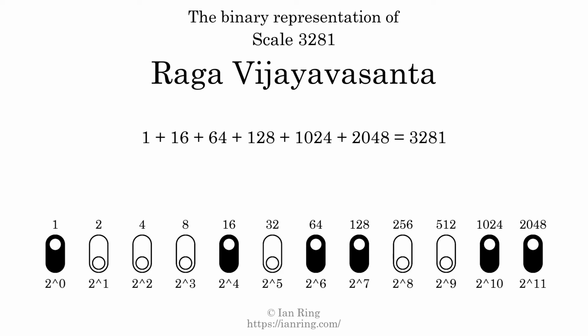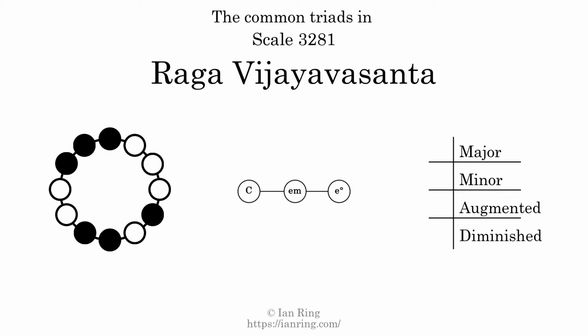3281. The scale number not only enumerates the scale with a unique index, but it also literally describes the tonal content of the scale. Represented as a binary number in base 2, the scale number is 110011010001. Here are the common triads present in this scale.